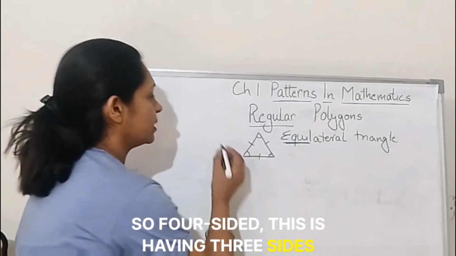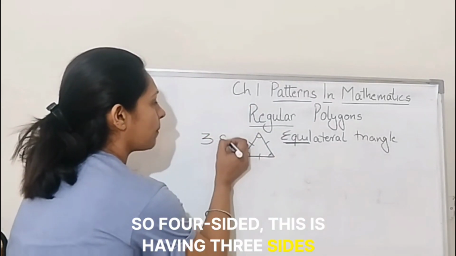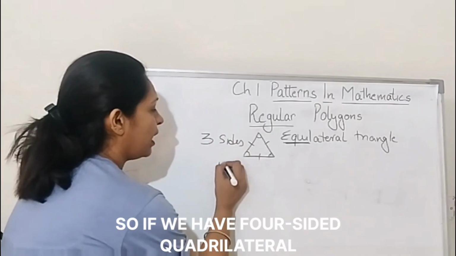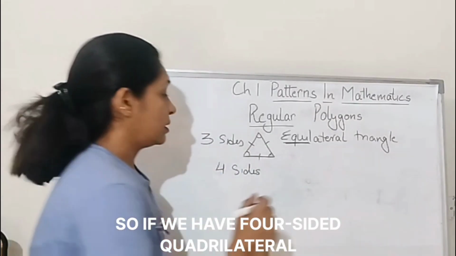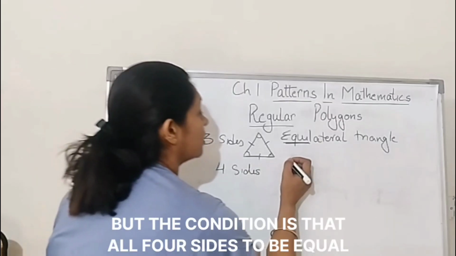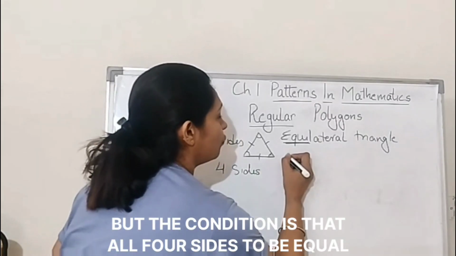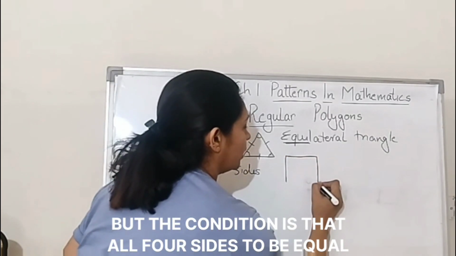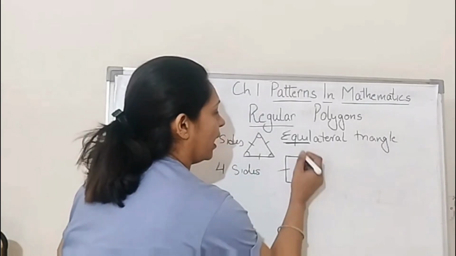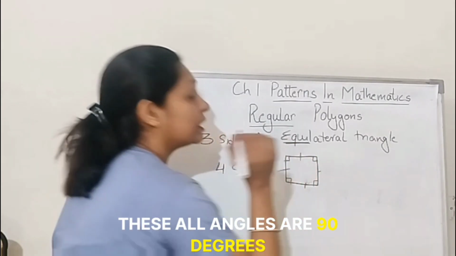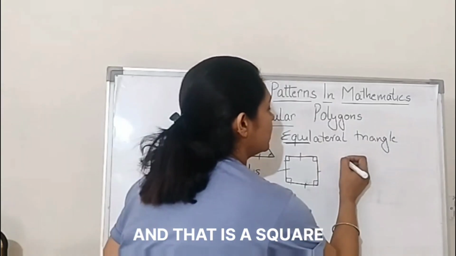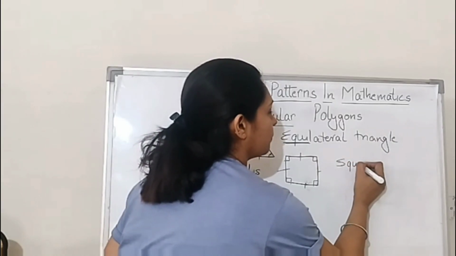So if we have a four-sided quadrilateral, that is a quadrilateral, but the condition is that all 4 sides are to be equal and all angles are to be equal. These angles are all of 90 degrees, and that is a square.